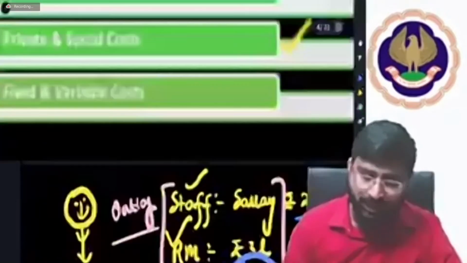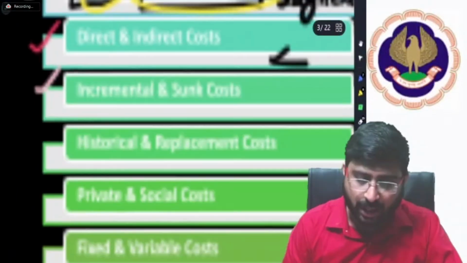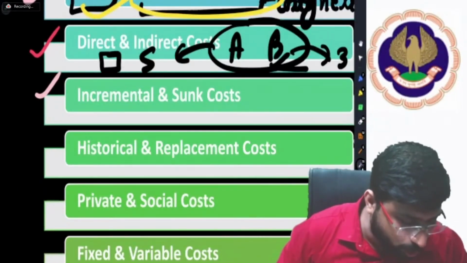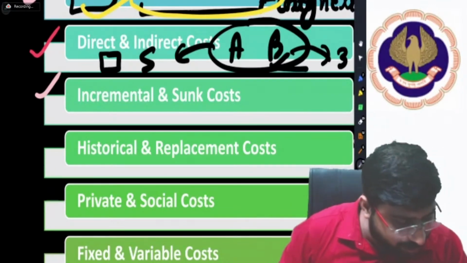So, my dear friends, this completes our topic of direct and indirect cost as well. Direct is also called traceable cost, by the way.